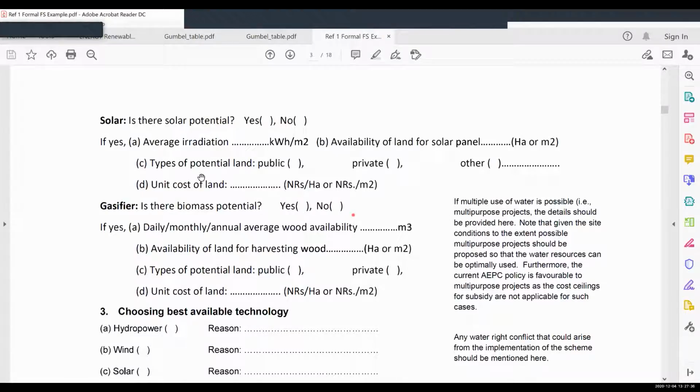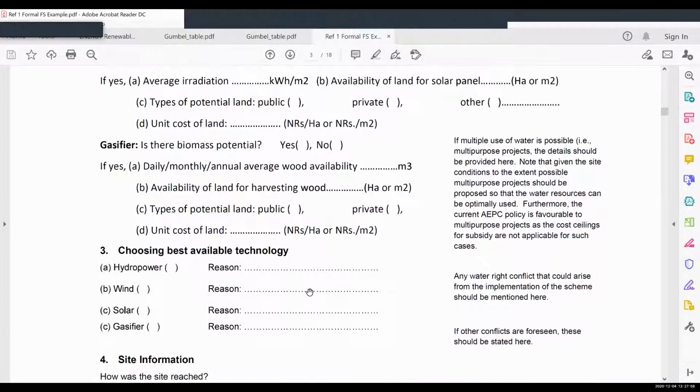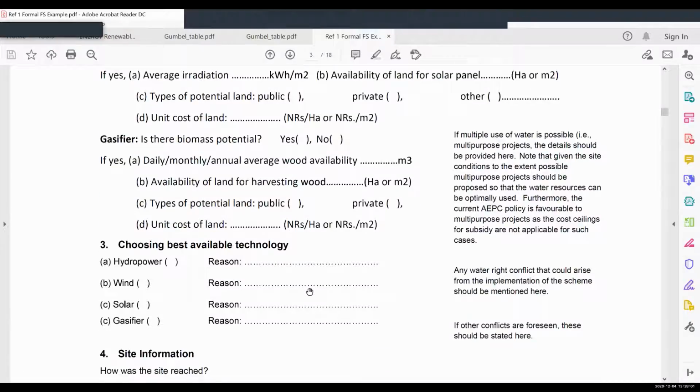And similarly, is there biomass potential there, a gasifier? This has been covered by Mr. Bart. Because this is alternate energy promotion, we're looking at renewable energy sources. We're not just looking at hydropower, we're looking at wind, solar, and biogas. So what is the best technology available? You should try to find why we are selecting a hydropower project instead of a solar project, or why solar. But now this is based in hydro, so we are a little more focused on hydro.